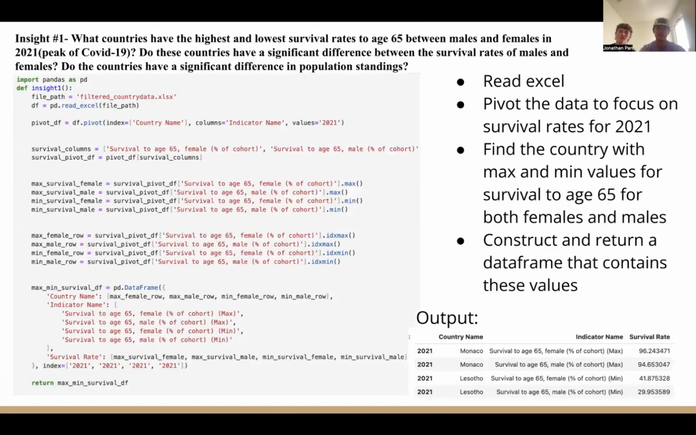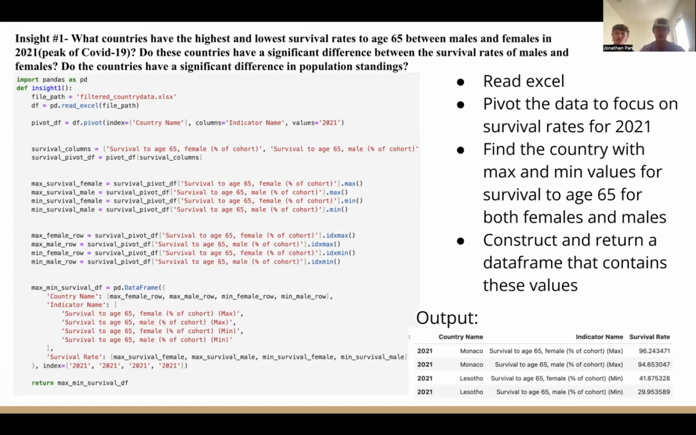For Insight 1, we looked at what countries have the highest and lowest survival rates to age 65 between males and females in 2021, which is the peak of COVID-19. And then we want to see, do these countries have a significant difference in the survival rate between males and females? And do they have a significant difference in population standings?